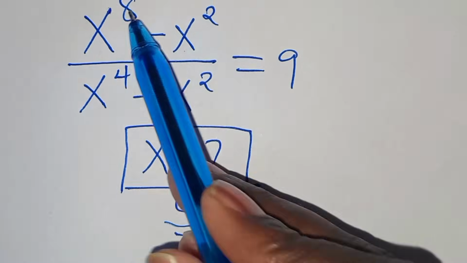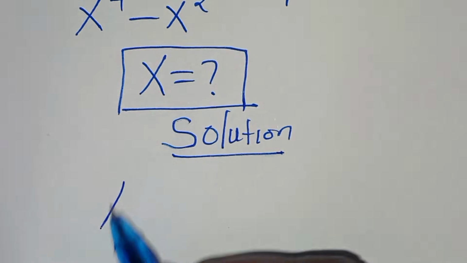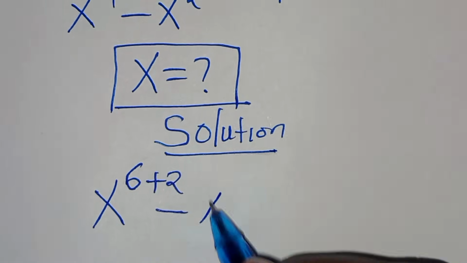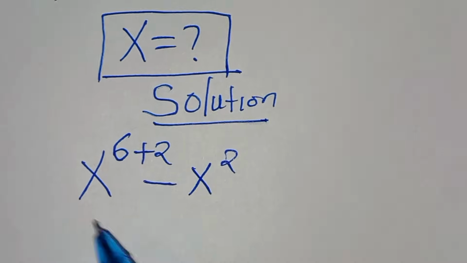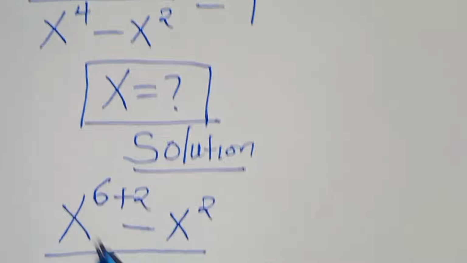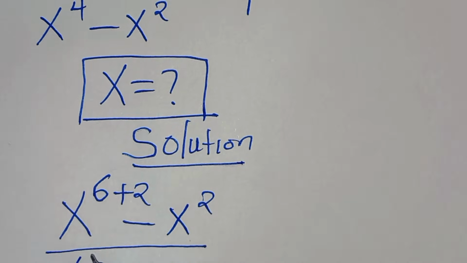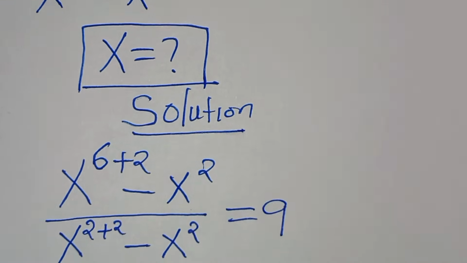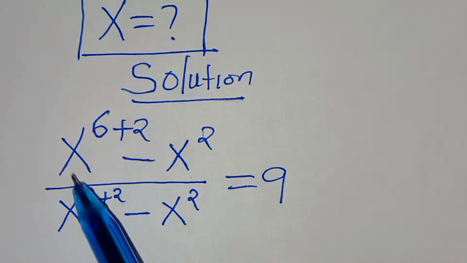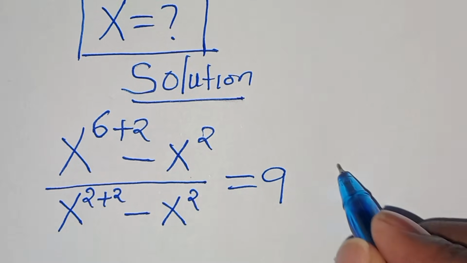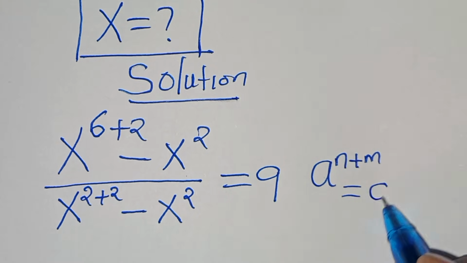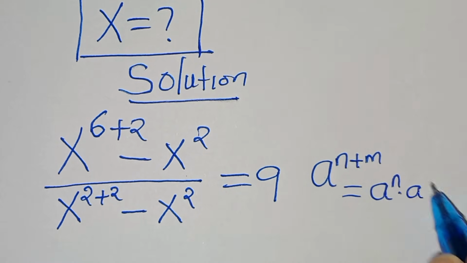We can express x^8 as x^(6+2), then subtract x^2, divided by x^4, which is x^(2+2), minus x^2. This is equal to 9. Now x^(6+2) is in the form of a^(n+m), which can be expressed as a^n times a^m.